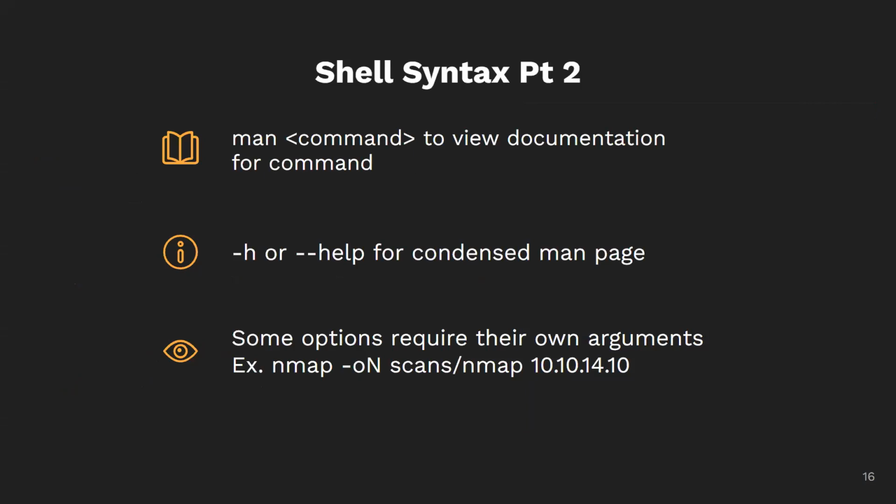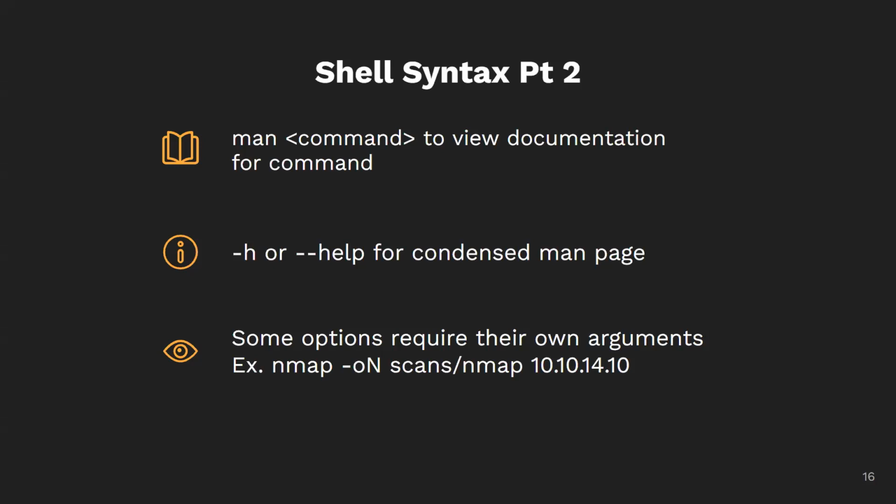Going on to the next part of the shell, you can view documentation for pretty much every command just by using the man command. You run man and then the command that you want to look up. Man for ls will show you every option for ls and what it does. There's also -h or --help, which acts as a shortened or condensed version of the man page. Oftentimes this will also have different examples that you can do for chaining commands together to get different results.